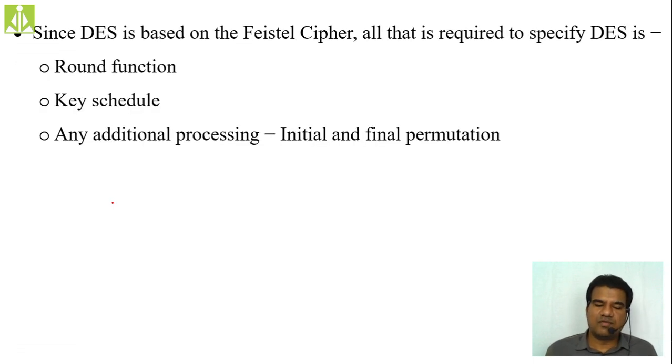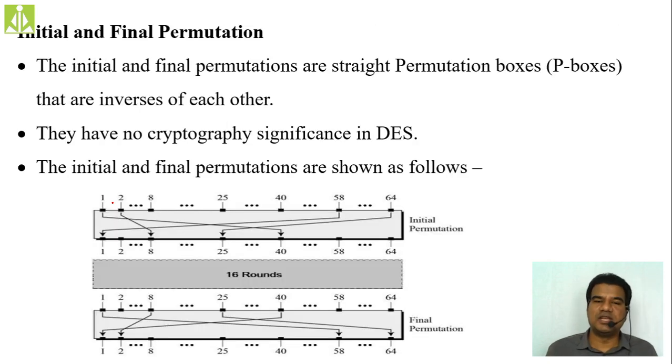So what three different things have we seen inside DES? Those are round functions, key scheduling, and additional processing. That additional processing is nothing but your initial and final permutation. First, let us see the initial and final permutation. They are just scrambling the entire text based on some order. The initial and final permutations are straight permutation boxes. We also call them P boxes. They are standardized, and the final permutation is completely inverse to the initial permutation. They are inverse to one another, and they have no cryptographic significance.